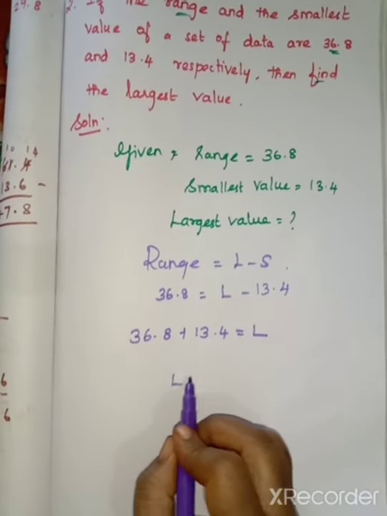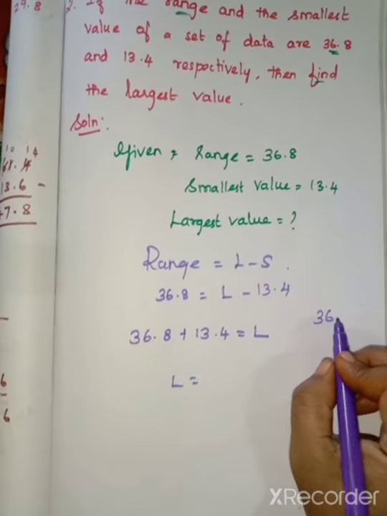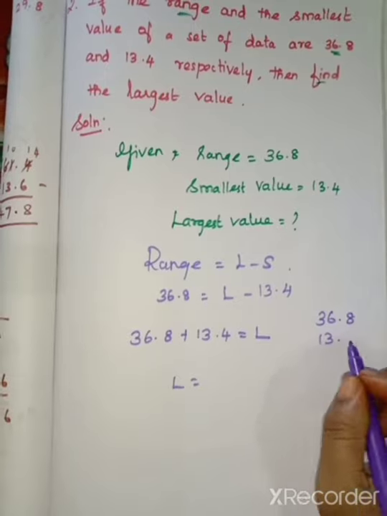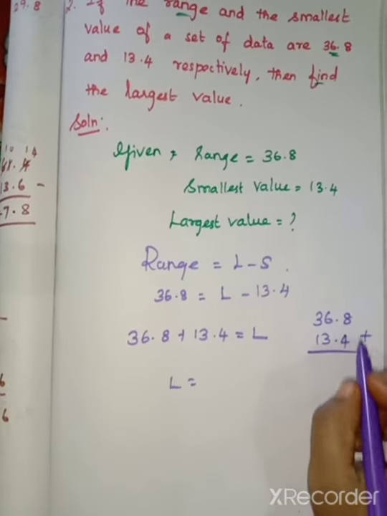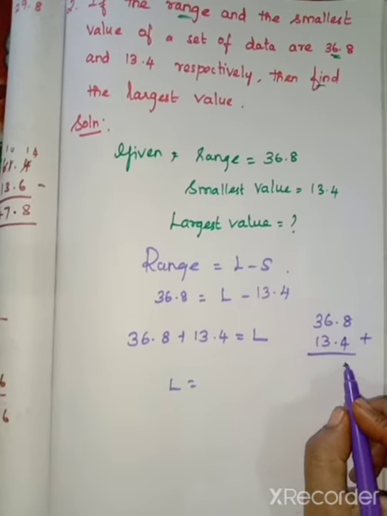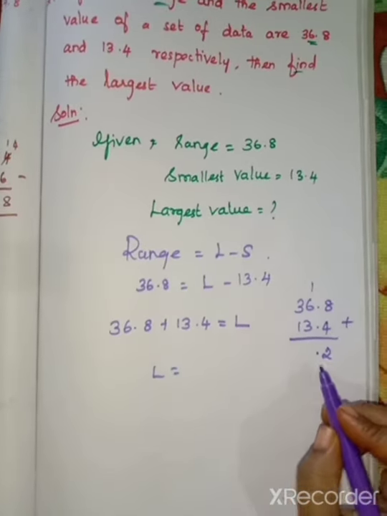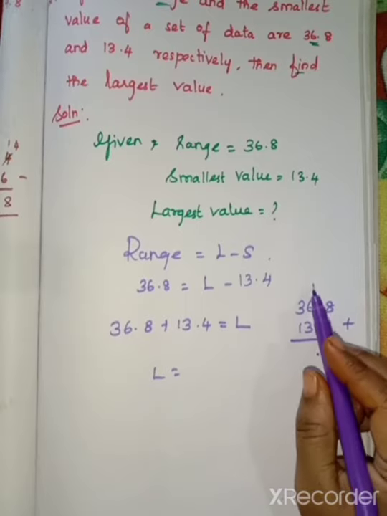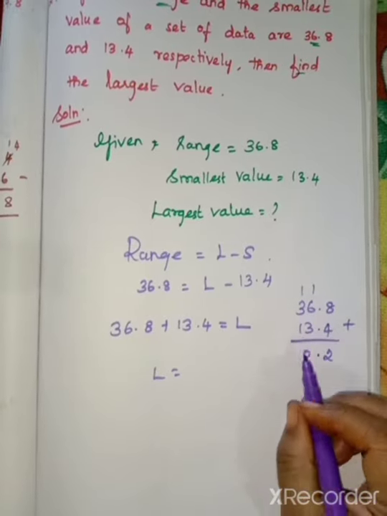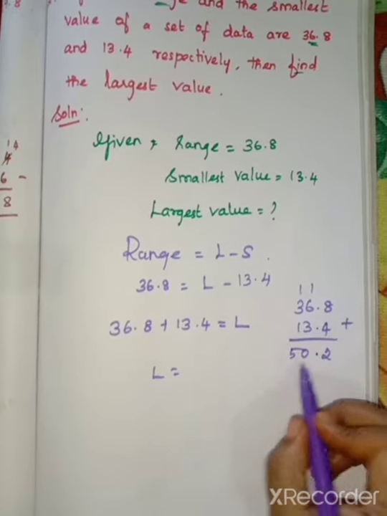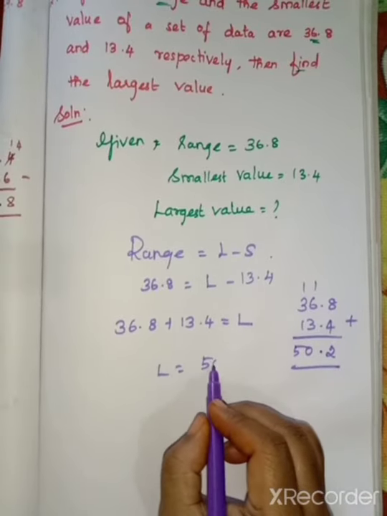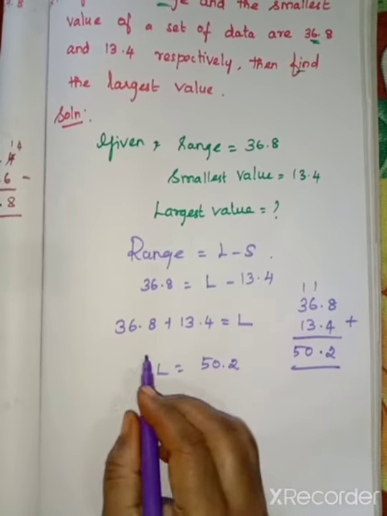So now we want to add. 36.8 plus 13.4. If you add, 4 plus 8 is 12, remaining 1; the decimal point will come down. Then 6 plus 3 is 9, 9 plus 1 is 10, remaining 1; 4 plus 1 is 5. So the largest value is 50.2.